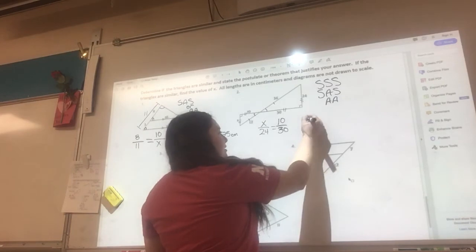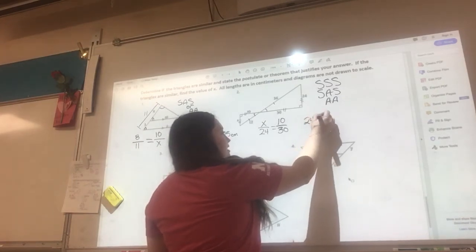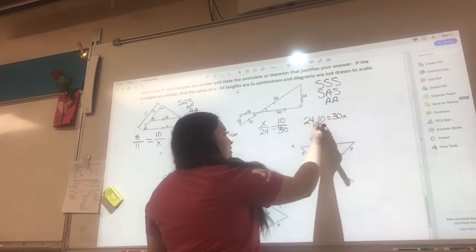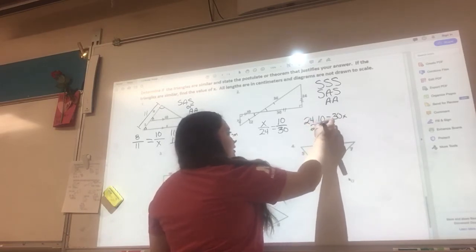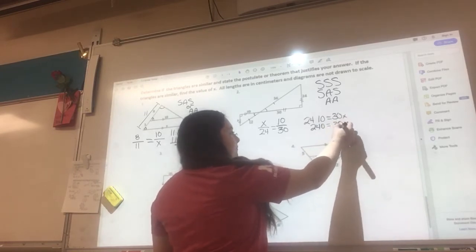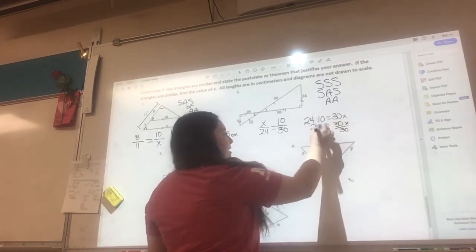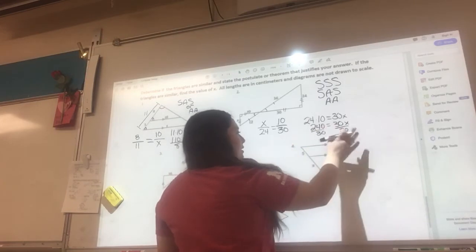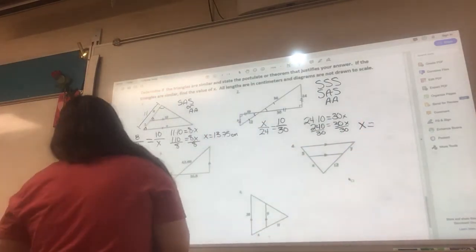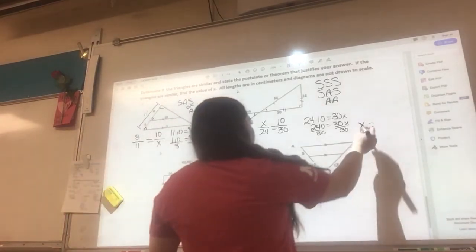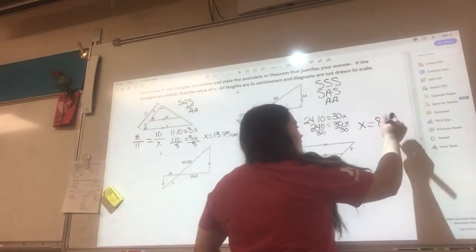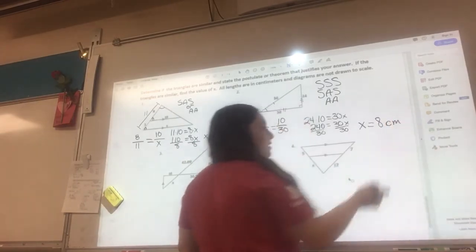So I'm gonna take 24 times 10, and it's gonna equal 30 times x. 24 times 10 is 240, equal to 30x. I divide by 30. So we take 240, divide by 30, plug it in your calculator. Your zeros are gonna cancel, and 24 divided by 3 is 8. So this one actually was pretty easy. So we have x equaling 8 centimeters.